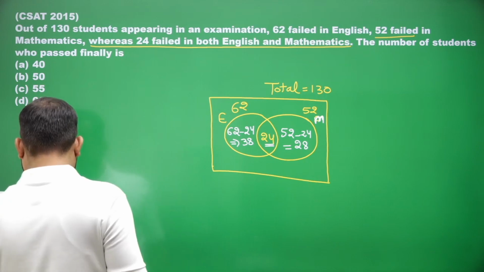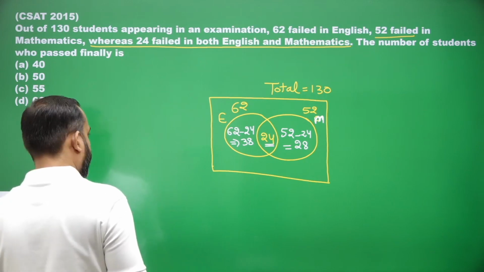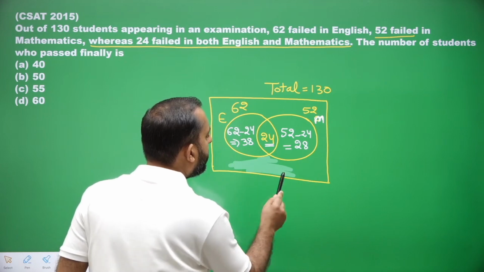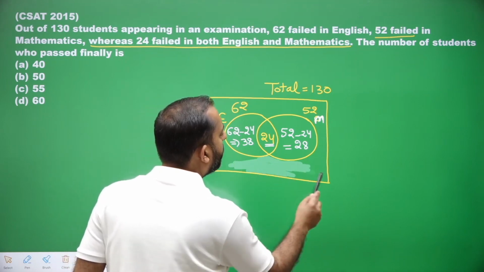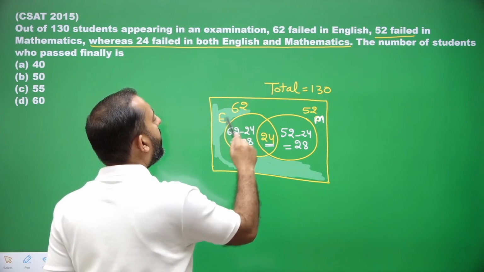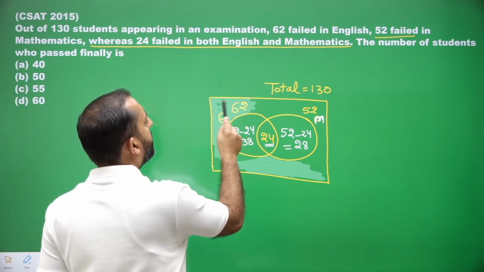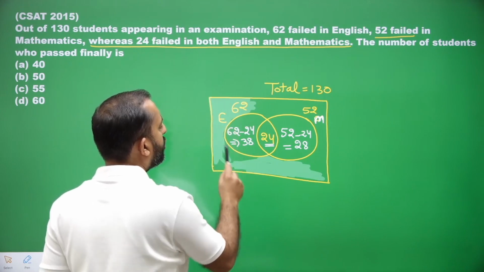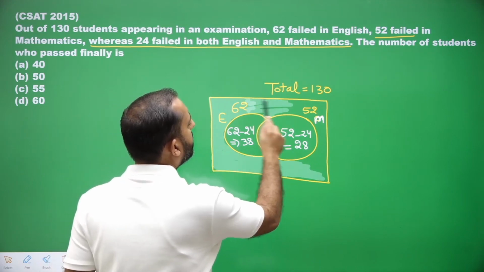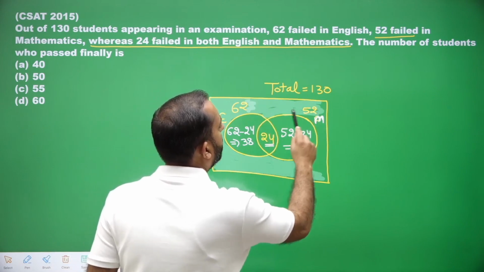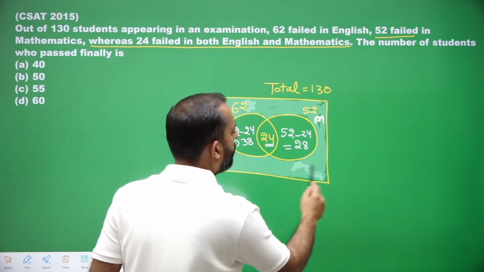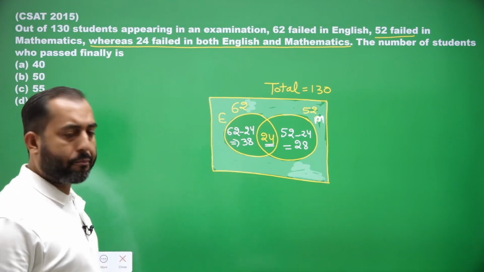Now, apart from these two circles, if you pay attention to the remaining region, this remaining region represents the count of those students who neither failed in English nor failed in mathematics, or the none region. They failed in neither of the subjects. So this none region, let me highlight it. I hope you can see this none region.